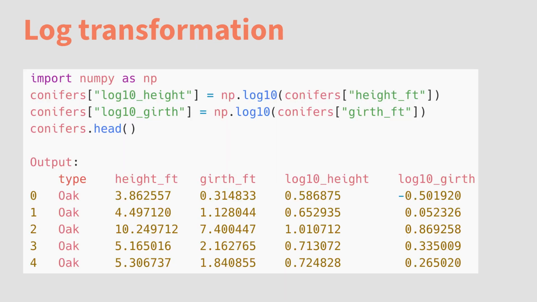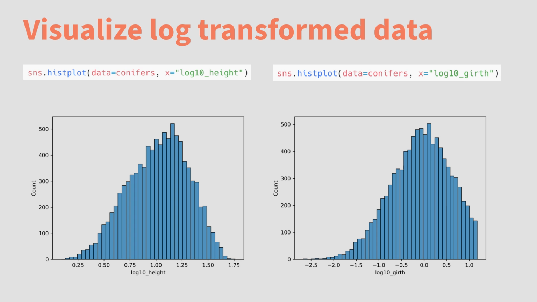Log transformations can be easily done by using the log10 method from the numpy package. First, we import the numpy package as np. Then we individually log transform the heights and girths and add it to the conifers data as log10_height and log10_girth. Using the log transform data, we plot the histogram again.